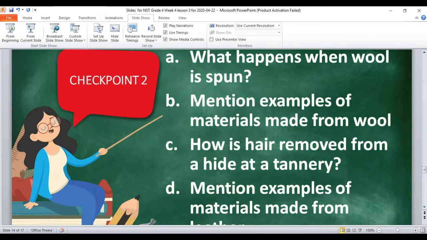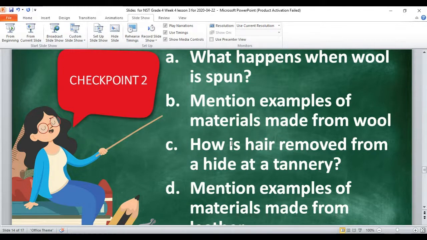Number B, mention examples of materials made from wool. It must be the same as the other question there, but it's important for me to ask this question. You must mention those materials made from wool.